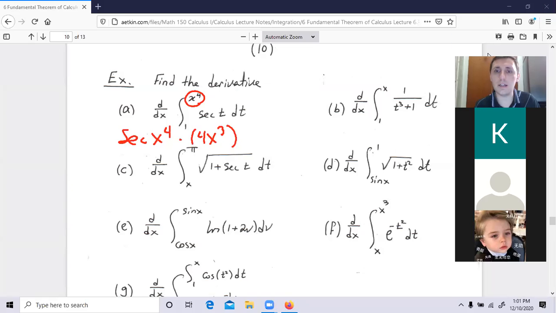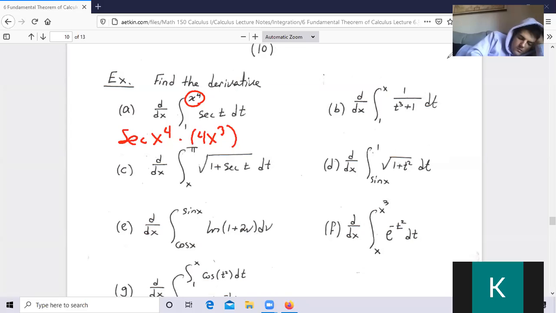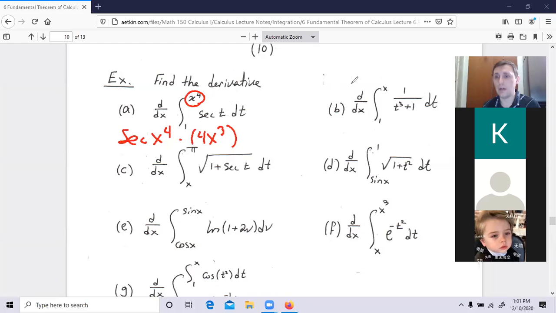The next example is the integral from 1 to x of 1 over t cubed plus 1. What's b? Please do it very fast. When you take derivatives of functions where you have some variable on the top, you just place this variable into the integrand and multiply by the derivative of that variable. Now, what's b?